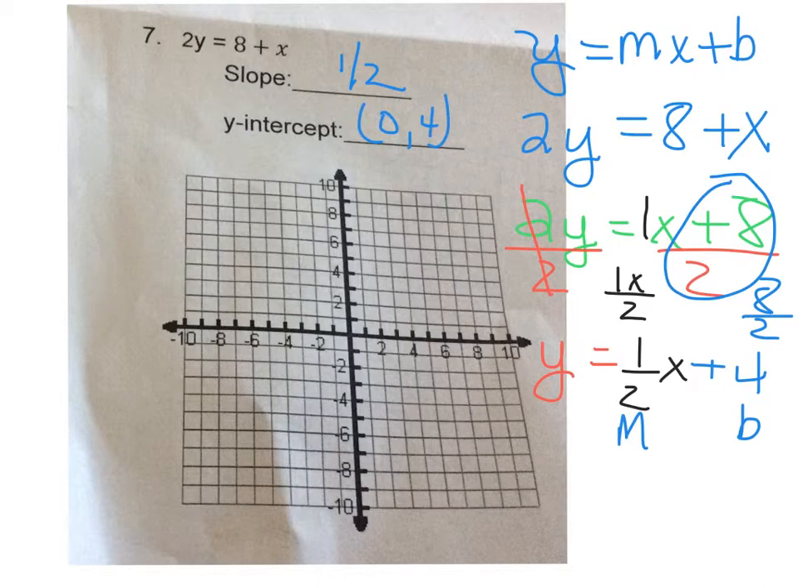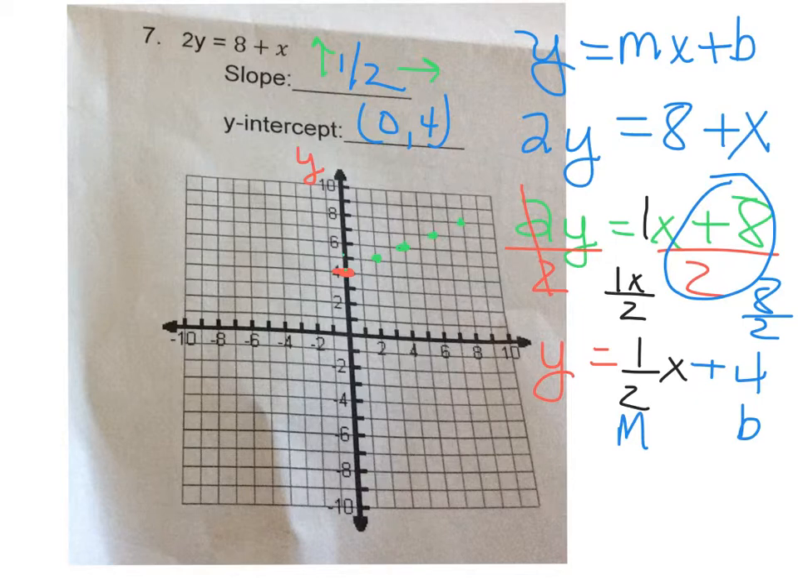Okay, ready to graph? So my y-intercept, y-axis, I go 0 left and right. I'm going to go 4 up, so there's my y-intercept. Okay, this time my slope is 1/2, so that means I'm going to go up and I'm going to go right. So I'm going to go from the red, up 1, right 2, up 1, right 2, up 1, right 2, up 1, right 2. I've already got 5 points.